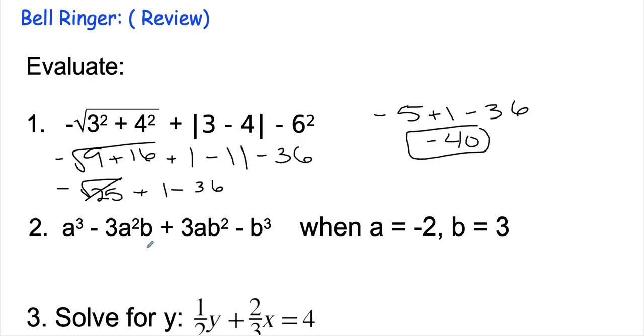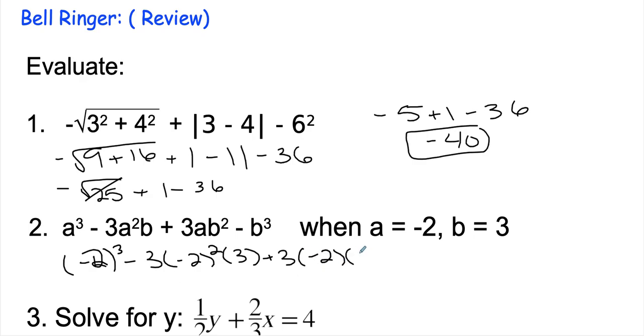All right, so 2, we are just going to evaluate this. So we're going to plug in -2 for A, 3 for B. And when you plug things in, you want to put them inside of parentheses. Okay, that's our -2. Minus 3 times -2 squared times B, which is 3. And then we got this one, so plus 3, A is -2. B is a 3 squared, and then minus 3 to the third on the back. So cubes do not get rid of the negative, so that stays as -8.